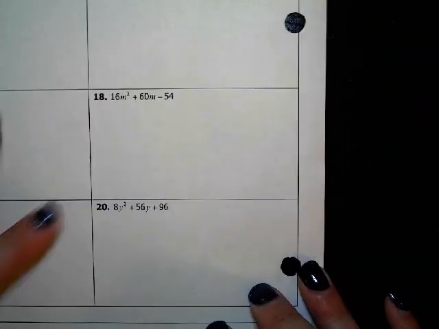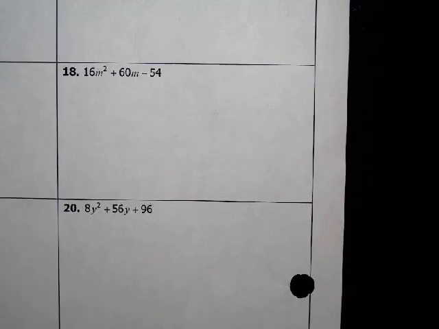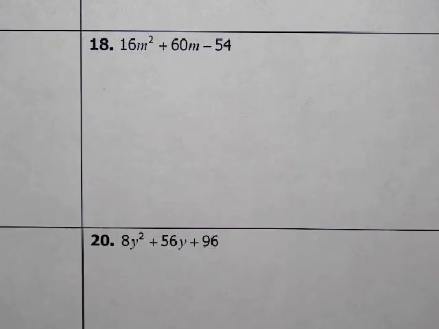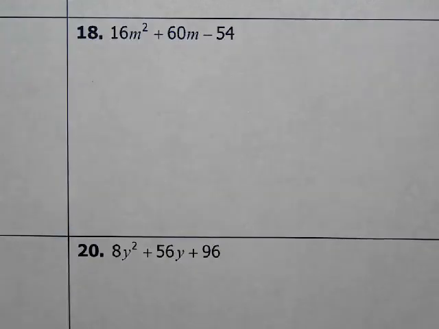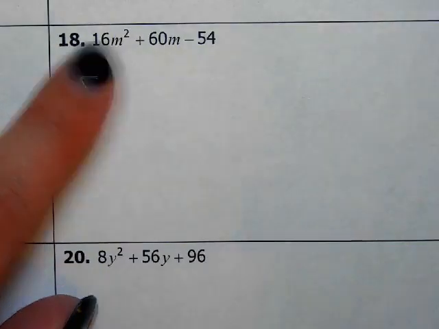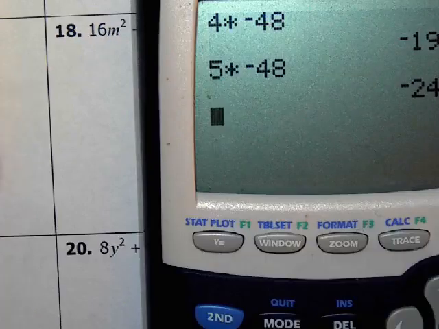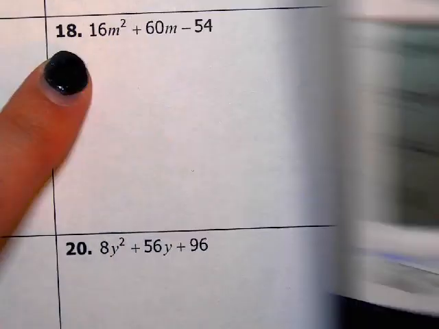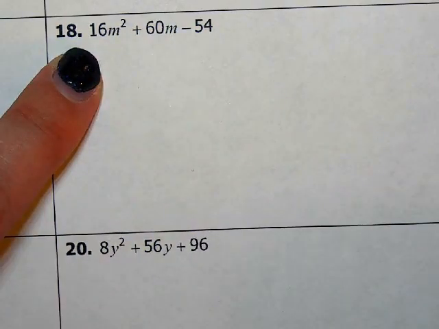Let's do number 18. Well, should we do 16 times 54? No. No, why not? There's a greatest common factor. It's at least divisible by 2, but we should check and see if it's divisible by something bigger than 2. Not 4. Not 4 because of the 54. Not 6. It's not 3. It might just be 2. Because 54 divided by 2 is 27. So I think it might just be 2. Okay. We'll find out if we get wrong.